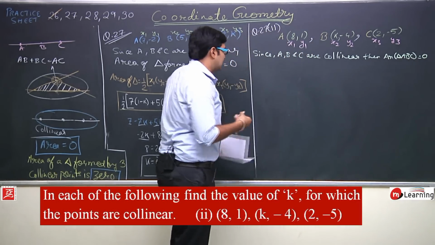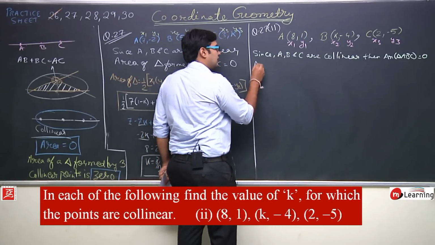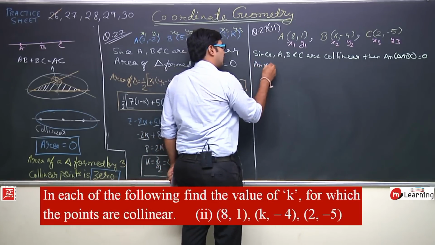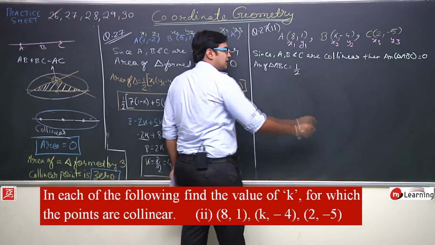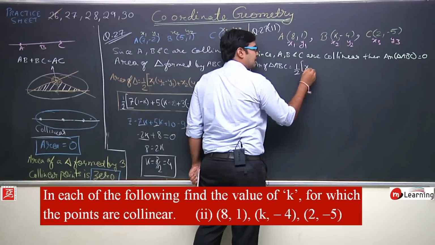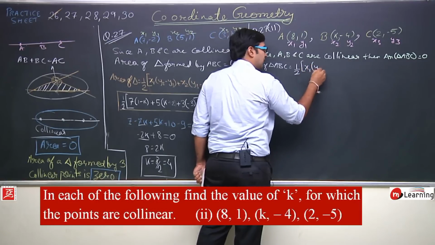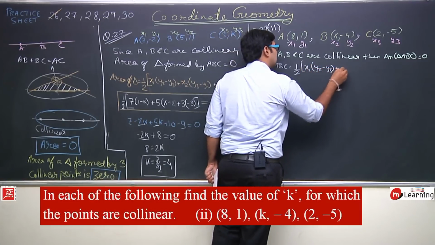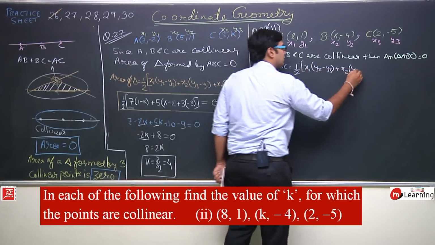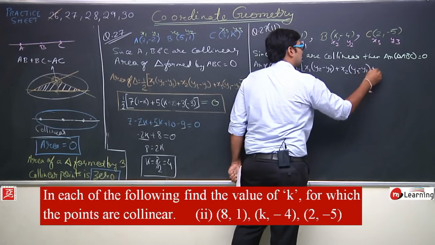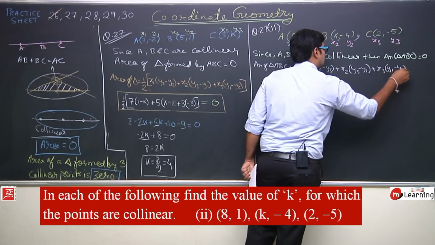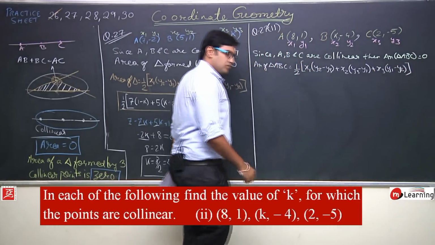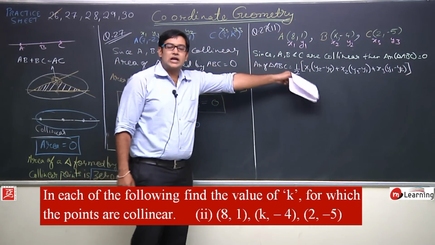So area of triangle ABC is equal to, again I am going to write the formula. In the bracket it will be x1 into the bracket y2 minus y3 plus x2 into the bracket y3 minus y1 plus x3 into the bracket y1 minus y2, and bracket close. Now why have I written this formula?